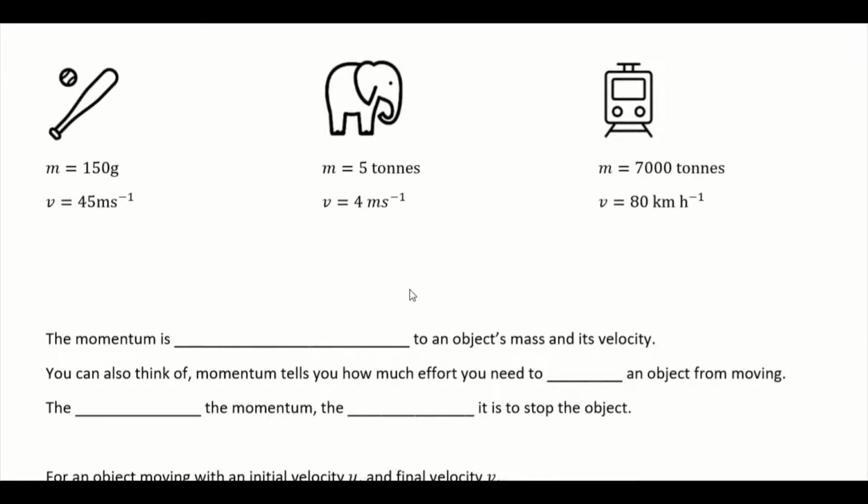We know that p equals mv, right? So for this baseball, the mass is 150 grams, which means it is 0.15 kg, and then we multiply by its velocity, which is 45. So 0.15 times 45, and we are able to get 6.75 Newton second.